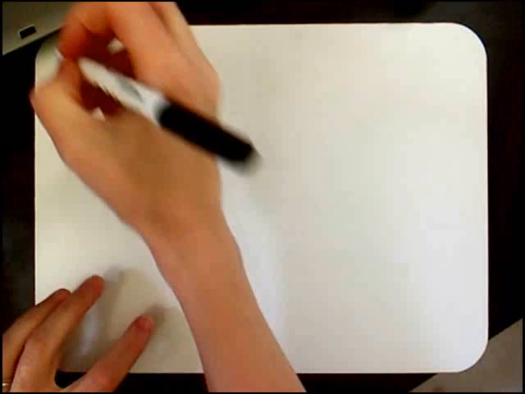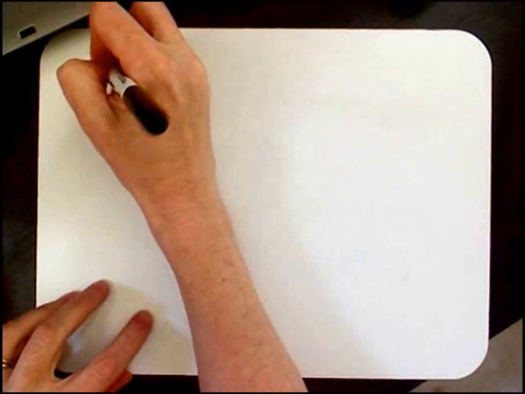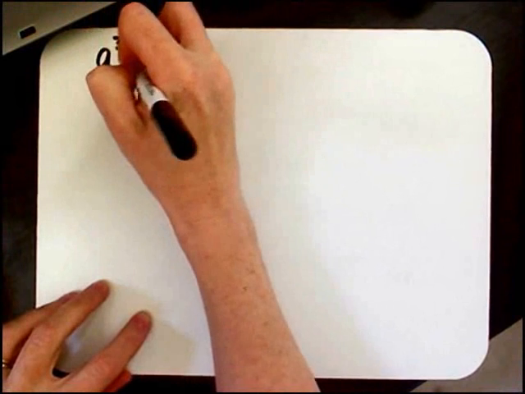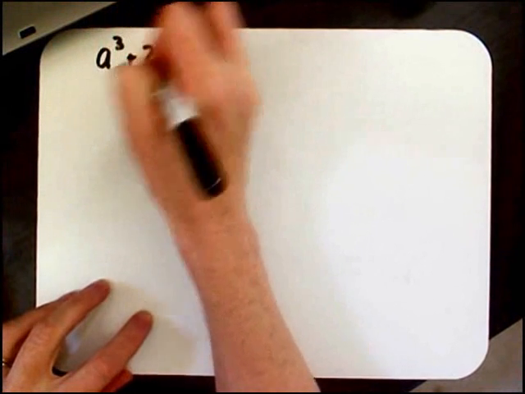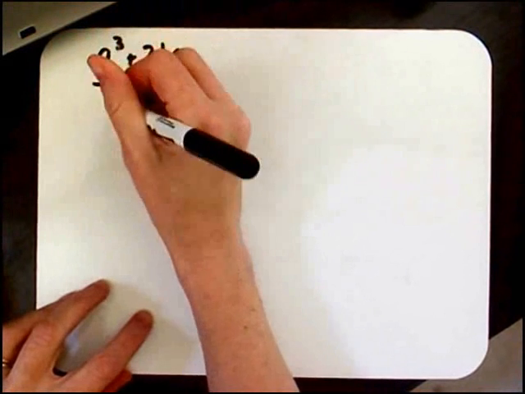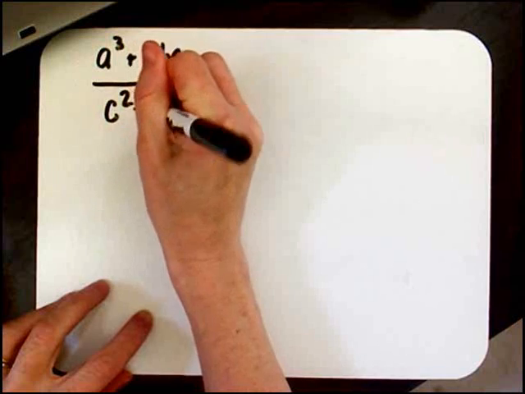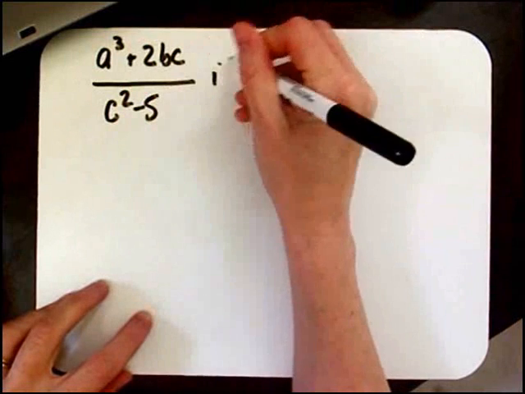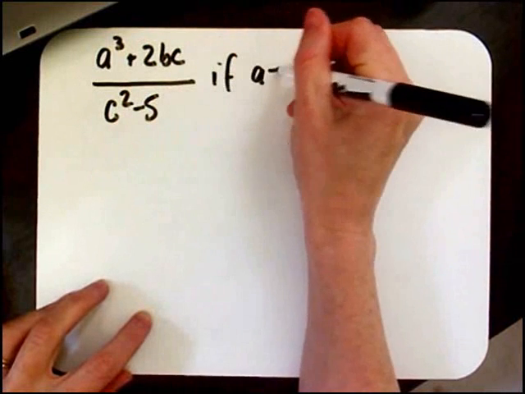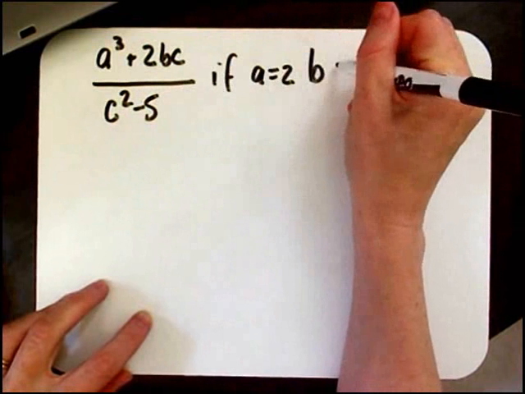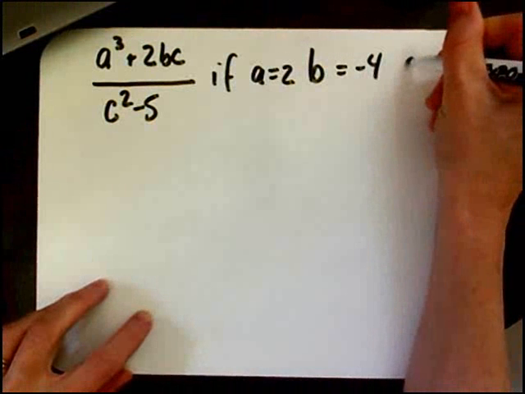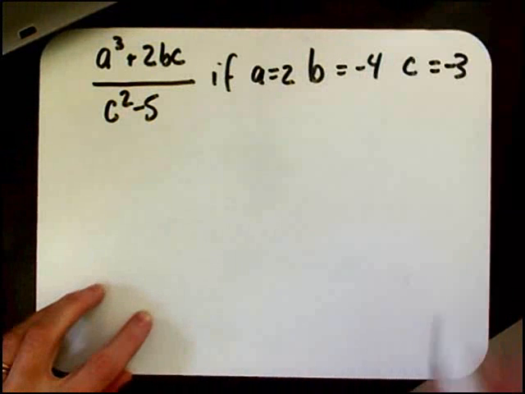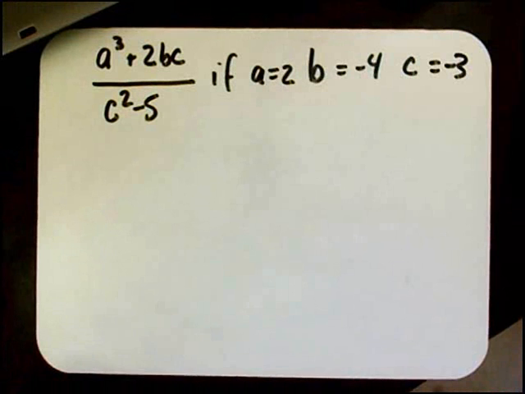So this time we're going to use an expression containing a fraction bar. So if we have the expression a cubed plus 2bc all over c squared minus 5, if a equals 2, b equals negative 4, and c equals negative 3. So we need to do the same thing. We need to plug those numbers in for a, b, and our c.